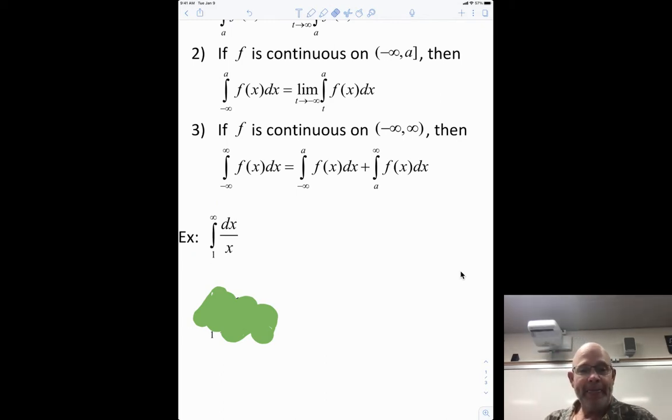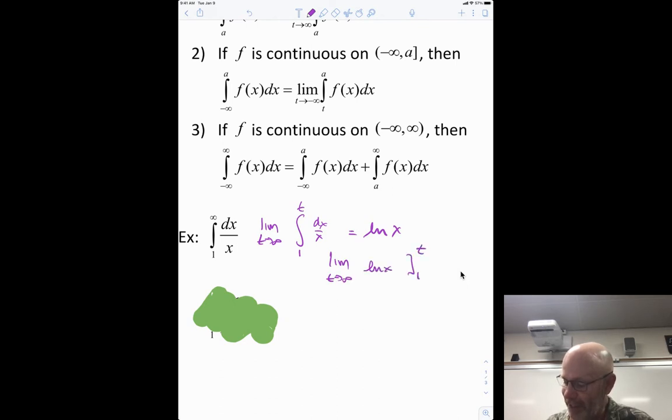So, the integral of dx over x from 1 to infinity. Again, remember what we're going to do is take the limit as t approaches infinity, and put a t in for that infinity. Now we just go through our regular process. This is just 1 over x. The integral of 1 over x, you hopefully remember, is the natural log of x. So we wind up with the limit as t approaches infinity of the natural log of x, integrated from 1 to t. And we get the limit as t approaches infinity of the natural log of t minus the natural log of 1.